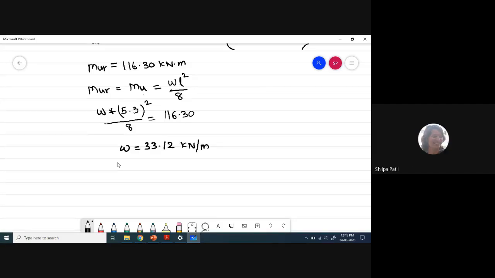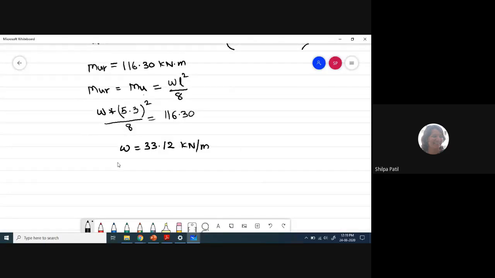Now this W is actually the design load. Whenever we design any particular beam, we always design it for the design load. And how do we obtain the design load? By applying the partial safety factor to the actual load acting on a building or on any particular section. The actual load acting on a particular section is called the working load. So to find out the working load, I have to divide the design load by the partial safety factor.